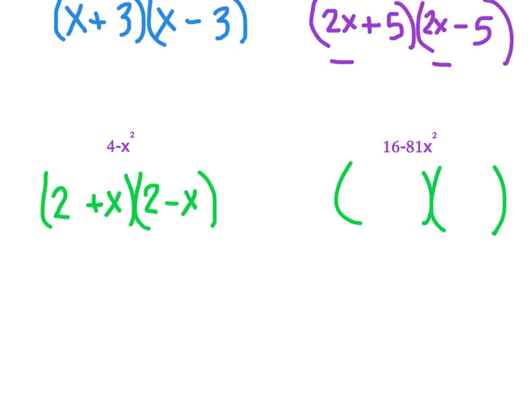On the next one, I need to get a 16. So again, I can't use 1 and 16. I need them to be the same. 4 and 4. One gets a plus, one gets a minus. Doesn't matter the order. To get the 81, the same numbers would be 9 and 9. And to get the x squared, that would be x and x. So I'm going to go 9x and 9x. And again, a quick distributing or foiling or tabular method would get you the same answer.